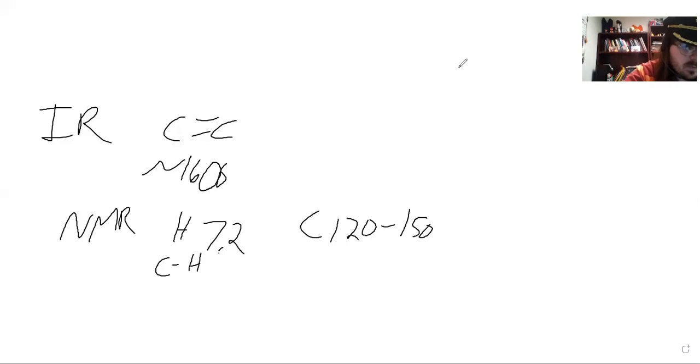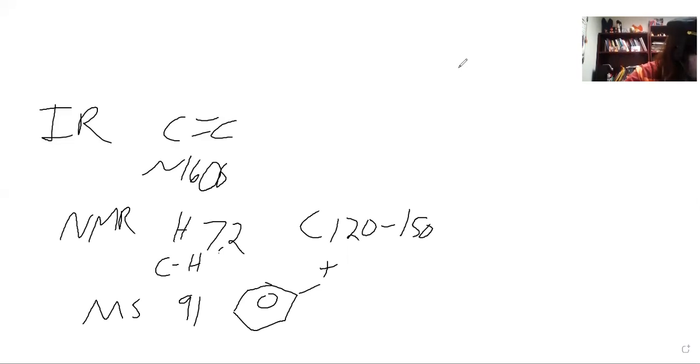I'm not sure if you went over mass spec too much, but in mass spec, we will almost always see a 91 peak, which is usually due to the benzyl cation or something related to it. So benzyl cation, because this is so darn stable. Almost always see that peak. And you'll see a bunch of other fragments due to that.